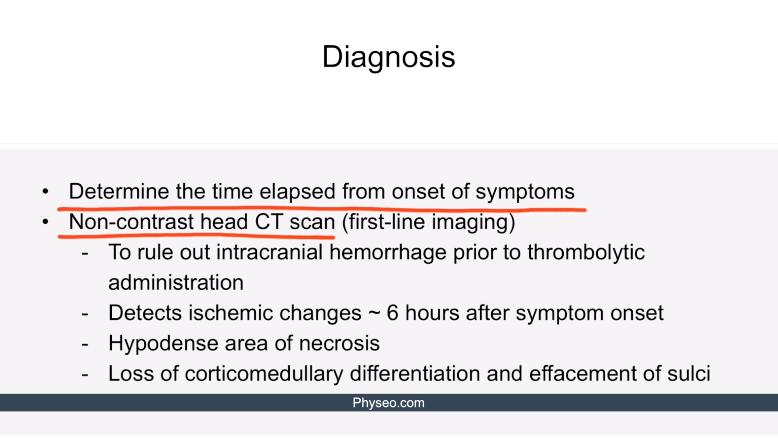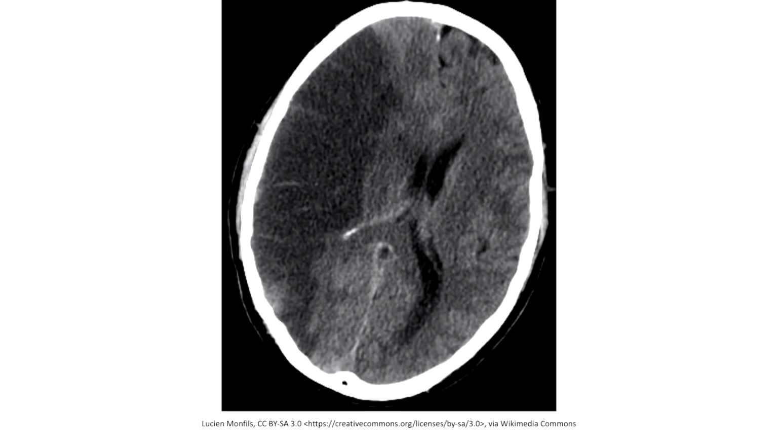CT scan can detect ischemic changes after approximately 6 hours from symptom onset. CT scan usually reveals a hypodense area of necrosis, loss of corticomedullary differentiation, and effacement of sulci. Here we see a non-contrast CT scan of the head showing a hypodense area with loss of corticomedullary differentiation and effacement of sulci. This area corresponds to ischemic stroke.